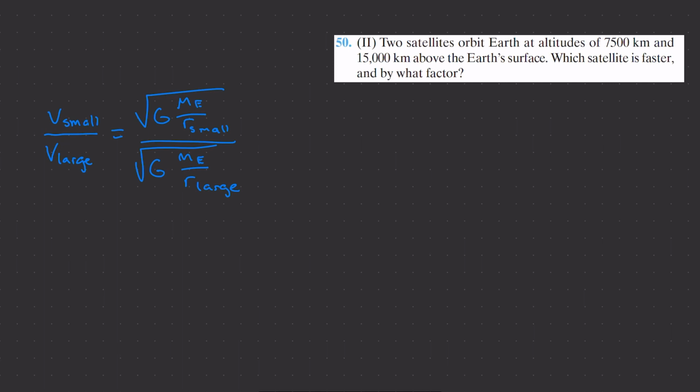Now, this is going to test our algebra skills a little bit, but the square root of the numerator over the square root of the denominator is the same thing as the square root of the whole ratio. Before I even rewrite this, I notice that I have G on top and bottom and mass of Earth on top and bottom. We're taking the square root of both, so we can cancel those factors out. What we're left with is the square root of 1 over the smaller radial distance over the square root of 1 over the larger radial distance.